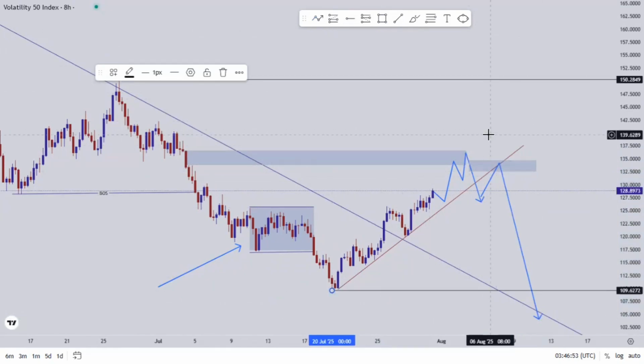So the overall bias for now on VIX 50 index is coming down to 109. But before then, we must stick to this lower time frame market structure telling us buy, buy, buy. Meanwhile, the daily time frame is telling us sell, sell, sell. I hope you understand and you get the tricks that normally play when market structure displays itself like this.